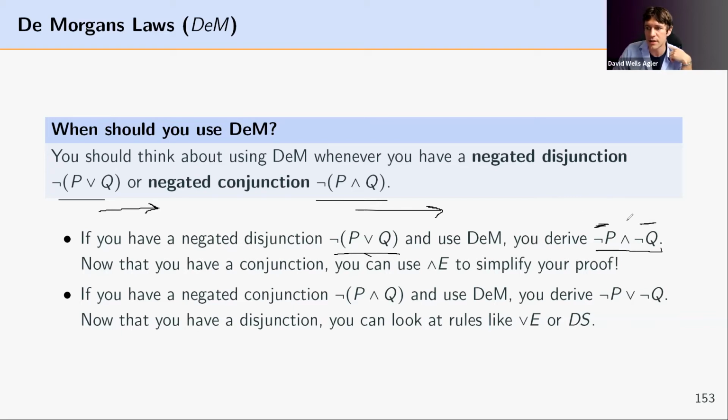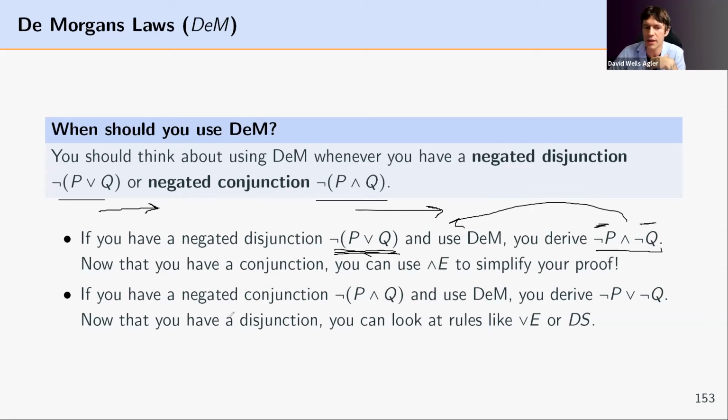If you were to reason in the other direction from, let's say, not P and not Q to not (P or Q), the next thing you would say is, well, what rule can I use on this? What can I do with this formula? And there really isn't anything. It's like a formula that no rules apply to.